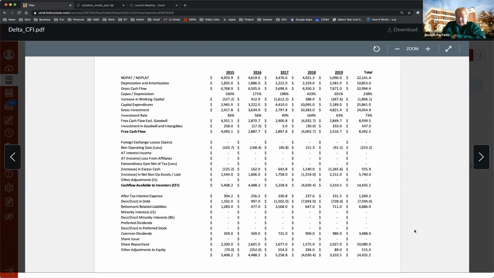Back to the story of Delta. All right, questions about any of the CFI, the sections, how to go through it, what we need to be talking about, how we're tying it together.